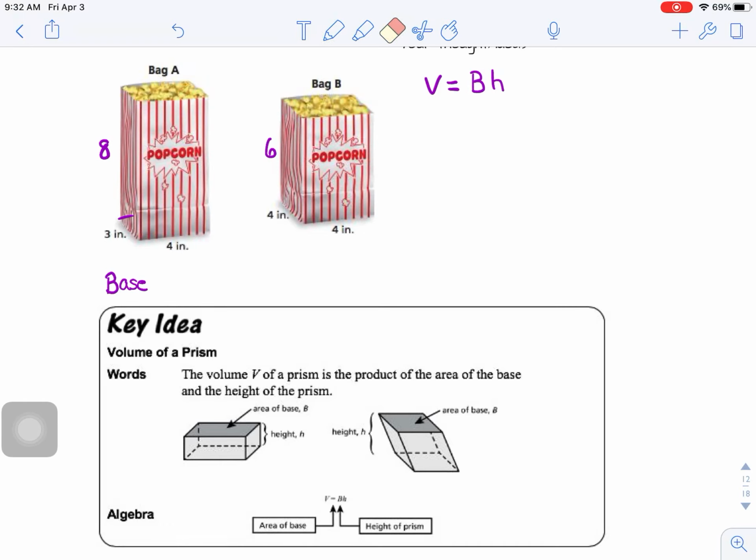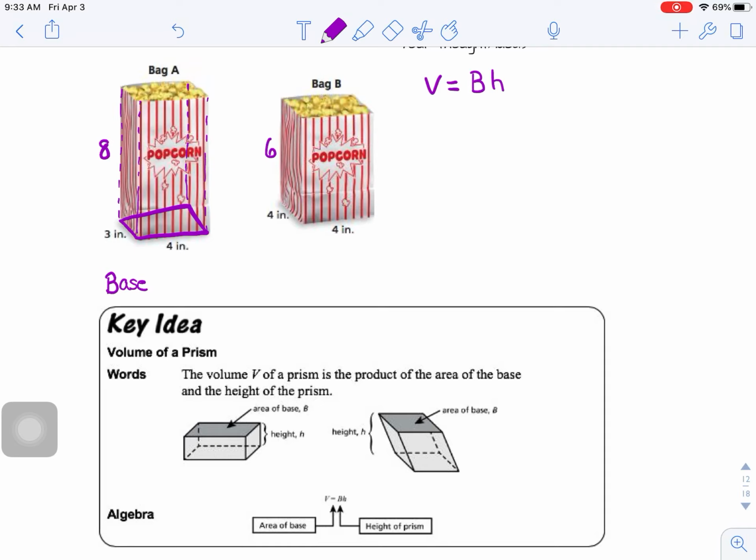I need to try again. Let's see if I can do better. Alright, it wasn't much better. But that's really a rectangle, that you guys can see. Hopefully, I'm trying to draw it in. Alright, so we have a rectangle on the bottom.